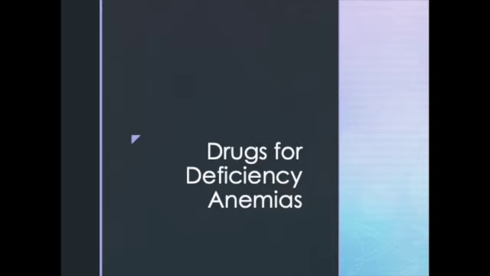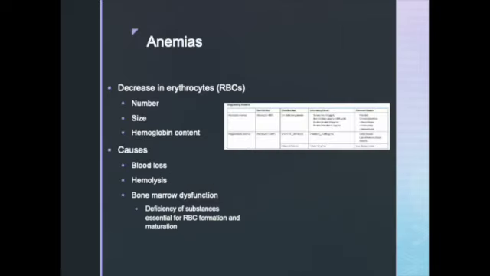Our last section for this week is drugs for deficiency anemias, and we're going to start first with understanding what anemia is. It is the reduction or the decrease in erythrocytes, and this could be in number, size, or the hemoglobin content in the RBCs, and it's caused by either blood loss, hemolysis, or there's a deficiency of the substances that are essential for RBC formation and maturation in our bone marrow, causing a dysfunction.